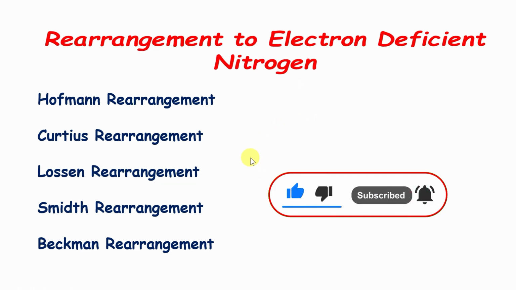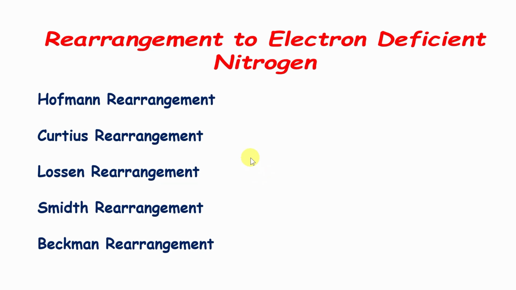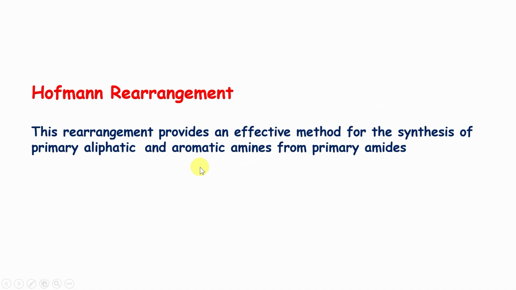Important molecular rearrangements relating to electron deficient nitrogen atoms are Hofmann rearrangement, Curtius rearrangement, Lossen rearrangement, Schmidt rearrangement, and Beckmann rearrangement. I had already uploaded a video about Beckmann rearrangement. In this video, I will discuss the mechanism and important reactions of Hofmann rearrangement, Curtius rearrangement, Lossen rearrangement, and Schmidt rearrangement. Let us discuss Hofmann rearrangement first.